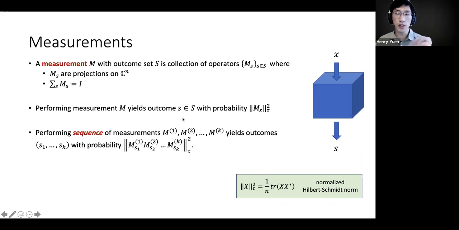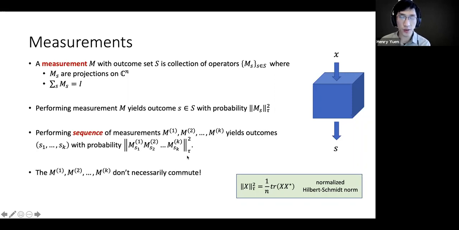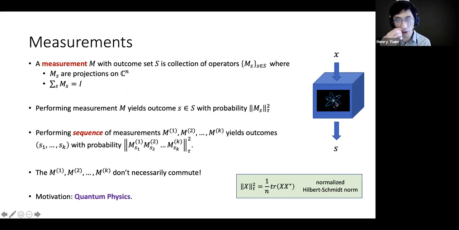What if you wanted to perform a sequence of measurements? Well, then let's say you have M1, M2 up to MK. Then this yields some outcomes, S1 up to SK, with probability that is the tau norm squared of the product of these measurements. And this is where the non-commutativity comes in. These measurements don't necessarily commute. And the motivation for this formalism comes from quantum physics. This is a very special case of measurements on a quantum system. We can imagine that inside this box, there's a particle that measurements are being performed on, and these probabilities correspond to the outcomes if you actually measure this particle.